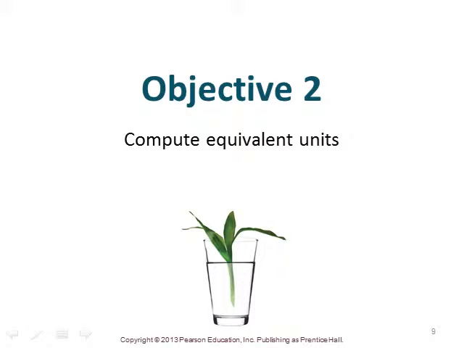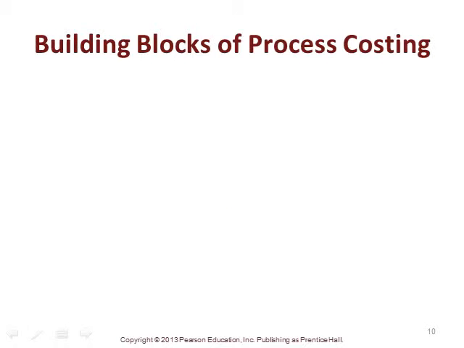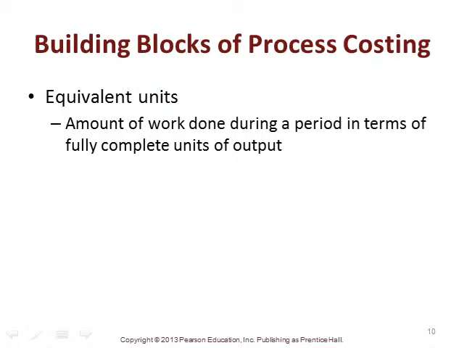And so now we want to look at computing equivalent units. Again, we said that equivalent units reflect the amount of work done during a period in terms of fully completed units of output. We know that work in process will consist of partially completed goods, and we need to somehow convert those to some completed amount of work done during that period, which is what we use equivalent units to do.